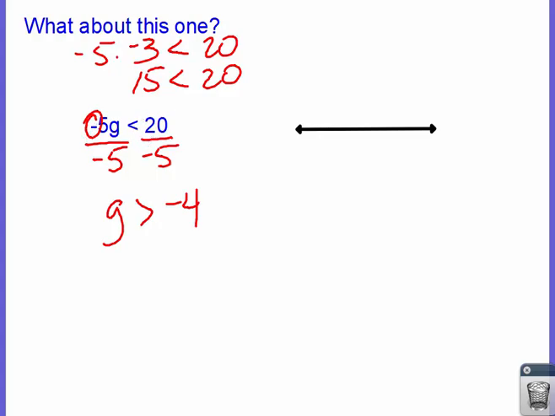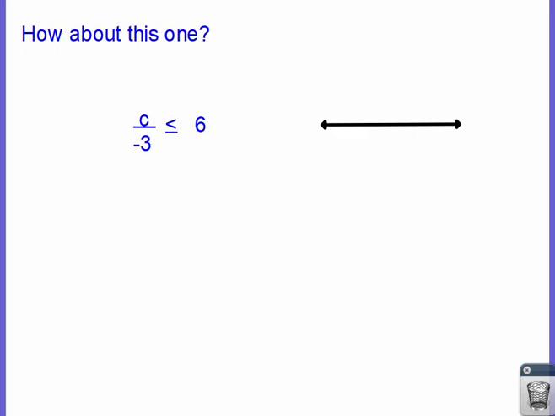Okay, let's try one more. Let's see how we do. Here we've got c divided by -3 is less than or equal to 6. So here, how do I get rid of a divide by -3? I multiply by -3. So I do the same thing to this side. My 3s go away, and I'm left with c is less than or equal to, and 6 times -3 is going to be -18.